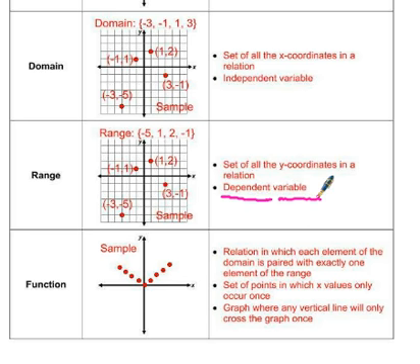All right. Then a function is a relation. So all functions are relations, but not necessarily all relations are functions. So make sure you understand that. Relation in which each element of the domain is paired with exactly one element of the range. In other words, x does not repeat.